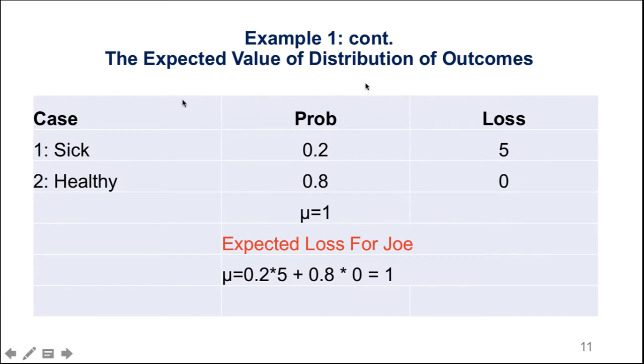Here, the expected value of distribution of outcomes in case 1, if Joe or Liu becomes sick, is 20% probability of becoming sick multiplied by the loss outcome of $5, and 80% probability of being healthy multiplied by 0 loss. So the probability of becoming sick and being healthy should be equal to 1, right? The expected loss for Joe or for Liu doesn't matter, they have the same probability, although independent of each other. It is equal to 20% multiplied by 5 plus 80% multiplied by 0, equal to 1, right? We showed that in the previous slide.